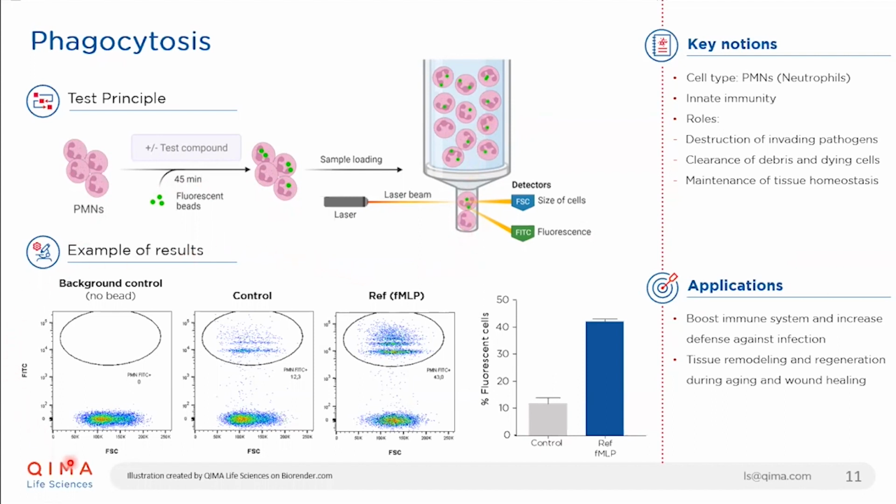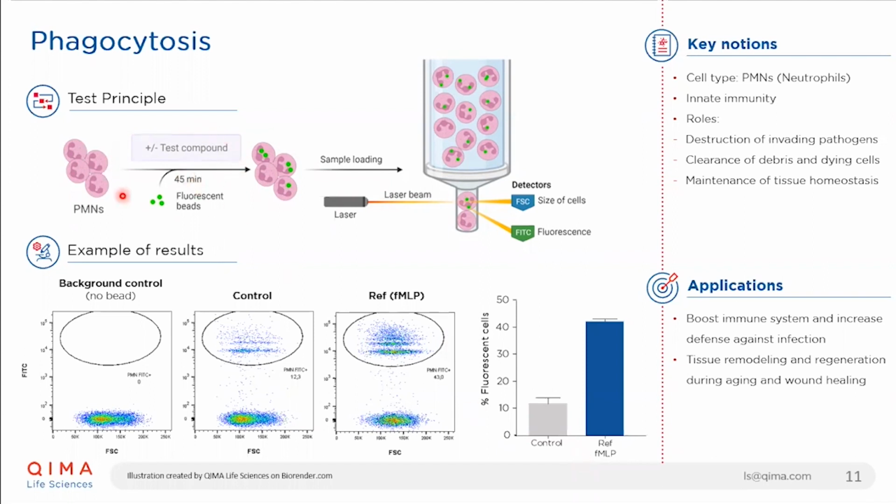Here are some examples. In the background control, we do not see any fluorescent cells. After the addition of beads, we can see the phagocytic PMN that become fluorescent, indicating that basal phagocytic activity of the cells has occurred. By adding a stimulating reference, here FMLP, we observe an increase in phagocytosis. Indeed, we have many more cells in the top of the plot. So an increase in fluorescence intensity indicates an increase in phagocytosis.